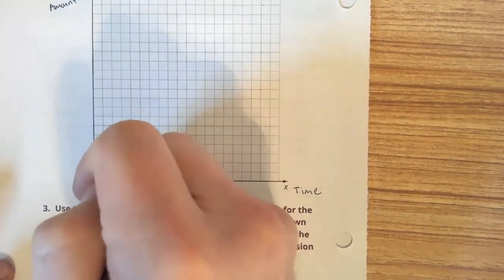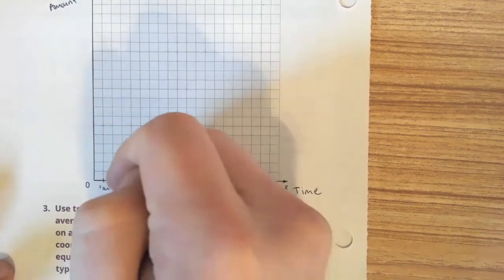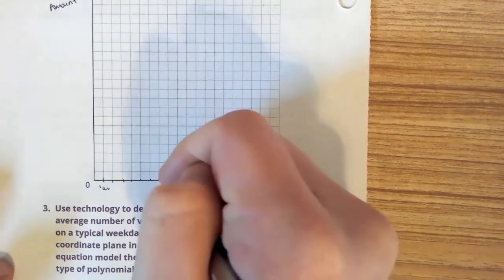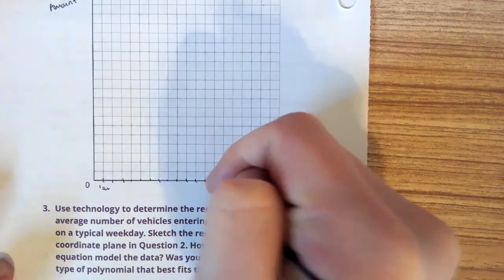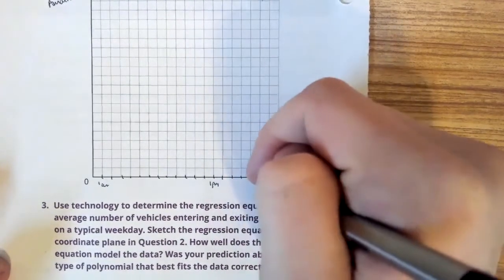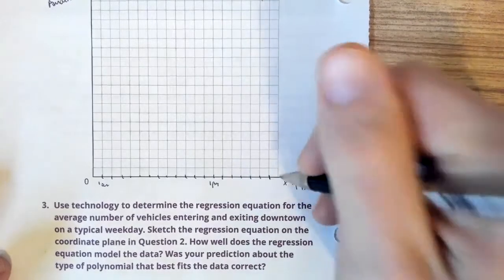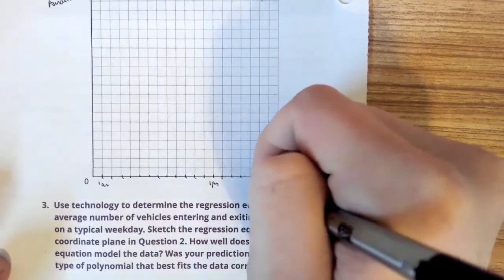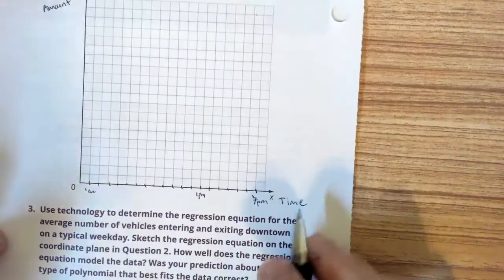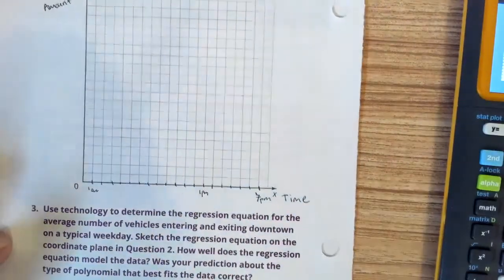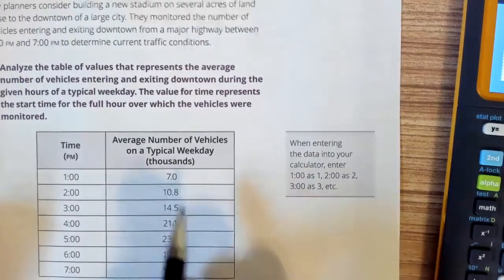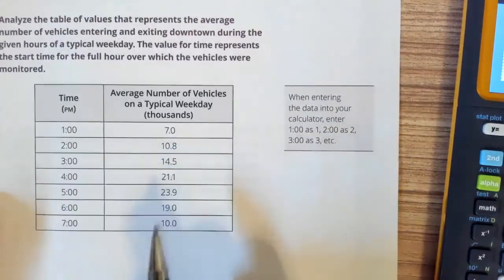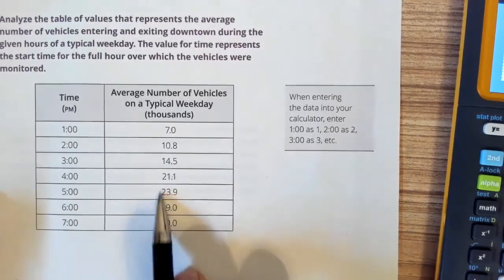This is 1 a.m. and then 2, 3, 4, 5, 6, 7, 8, 9, 10, 11, 12. Finally, we get to 1 p.m. That's really where our graph was starting. And then we went to 2 p.m., 3 p.m., 4 p.m., 5 p.m., 6 p.m., 7 p.m. And that was the last piece of information that we were actually given. And then the traffic amount, 7,000 was the lowest amount, and then basically 24,000 was the highest.